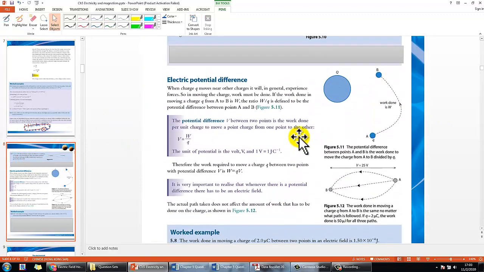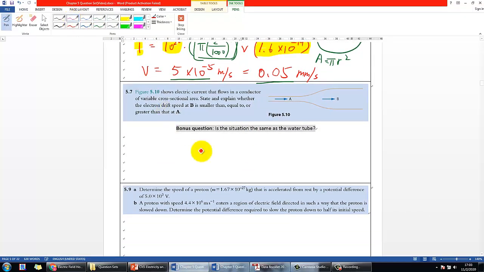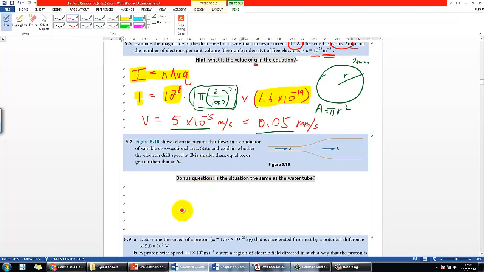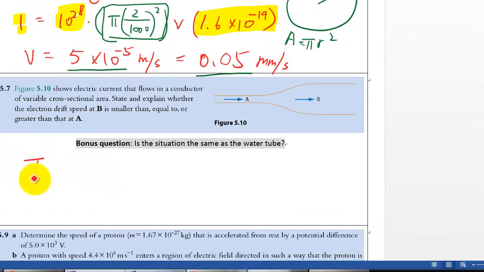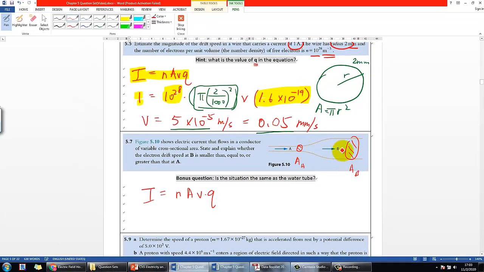For the next example, let's go back to our notes here. Alright, this is one of my favorite questions because it's quite counterintuitive and quite interesting to apply the equation qualitatively. So once again, you have to use the equation, let me just copy again, I equals n A v q. And what it says is that now this cross-sectional area A and area B are different, so it will become higher.